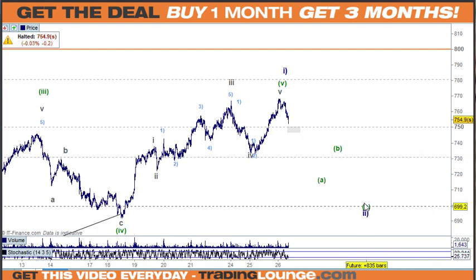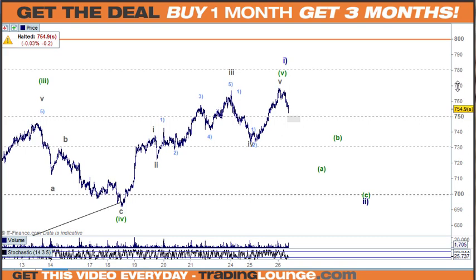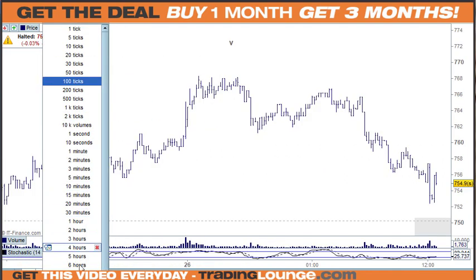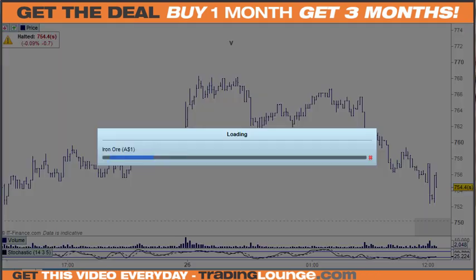So I'm a little bit unsure about the top at this stage, it's a bit wobbly, but it kind of fits there. But the takeaway here is that we do have 5 waves up to that point for iron ore. So just going back to the daily chart here, just to bring that into place.